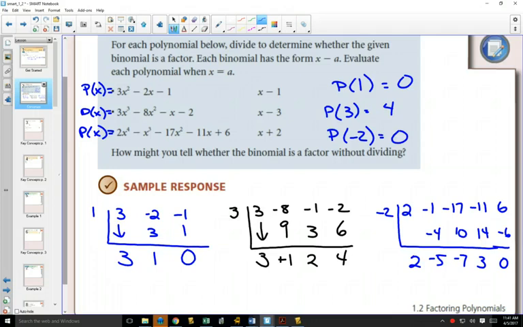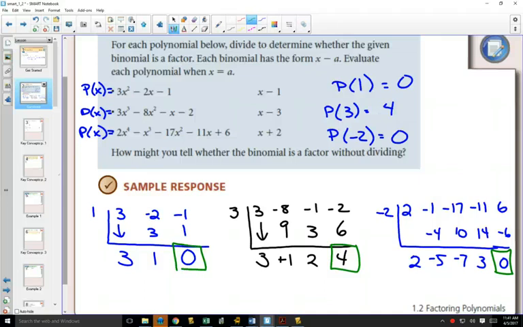Now, which ones are factors? You can tell something's going to be a factor if the remainder is 0. So these ones have a remainder of 0, but this one has a remainder of 4. So we know that the first and the last one are factors of those polynomials.